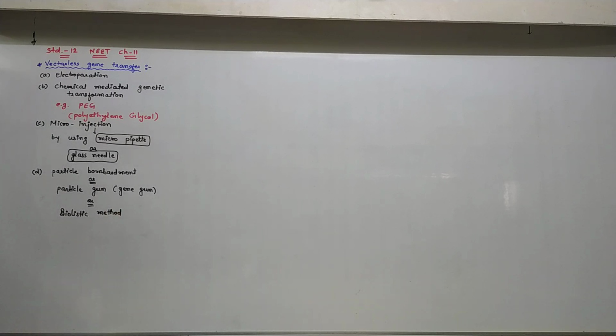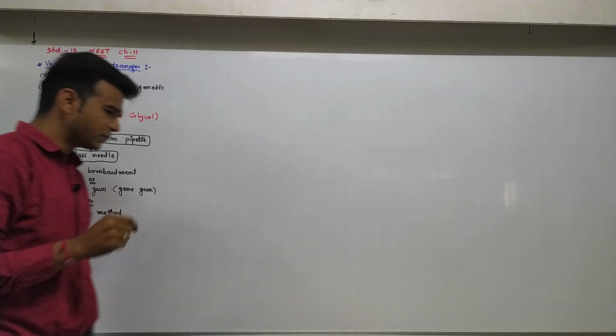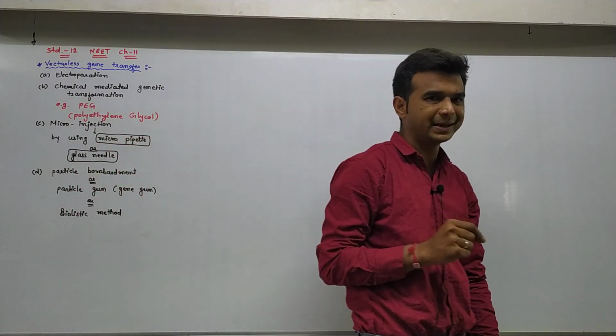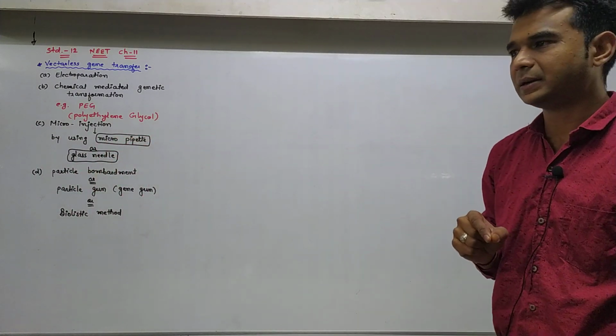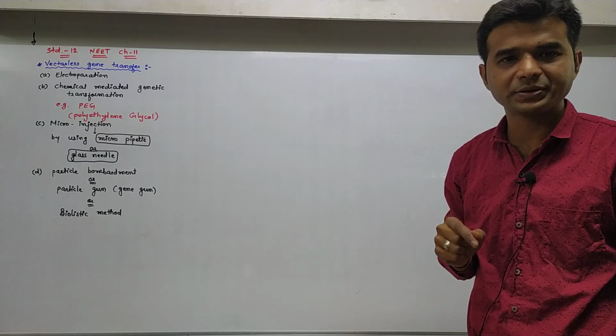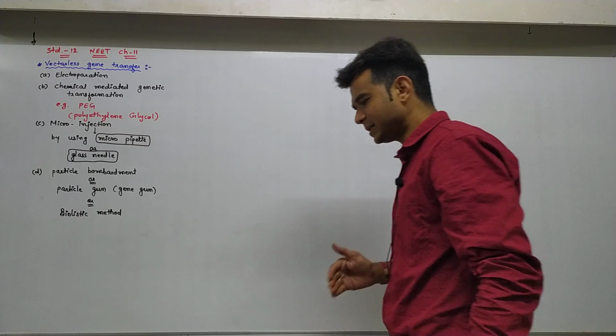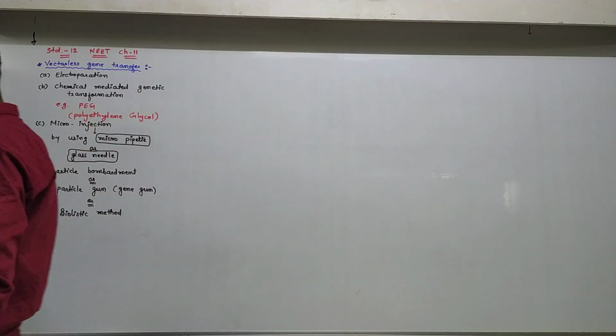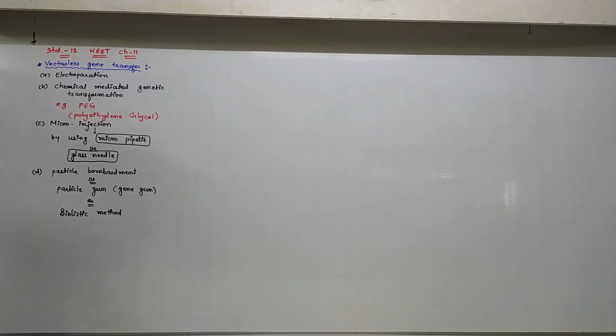Particle bombardment, or particle gun, or ballistic method. In this method we use tungsten as well as gold. We use very tiny particles of tungsten and gold at high velocity. These particles are coated with the foreign DNA, and the particles are bombarded on the host cell to facilitate the entry of the foreign DNA into the host cell.